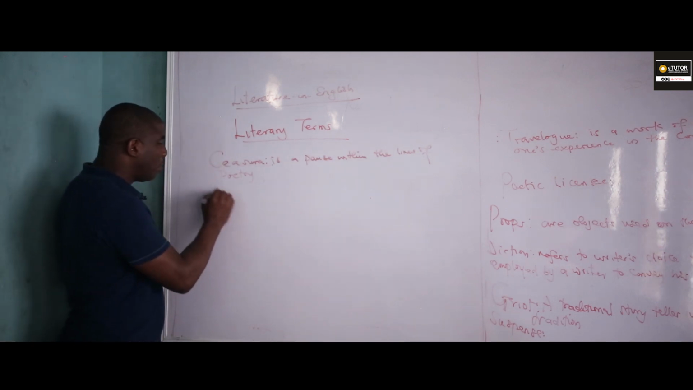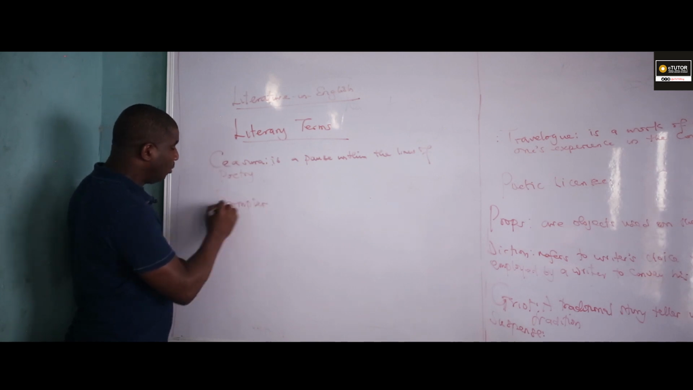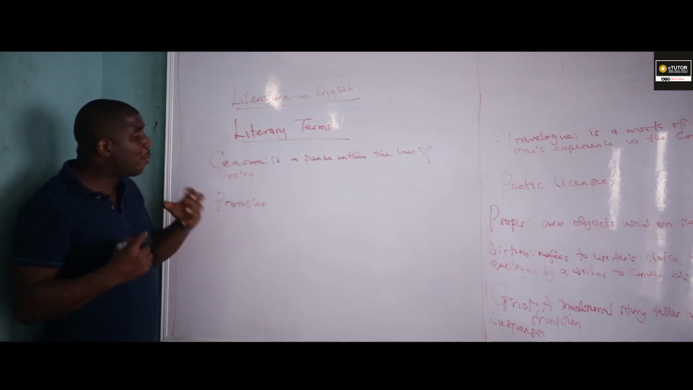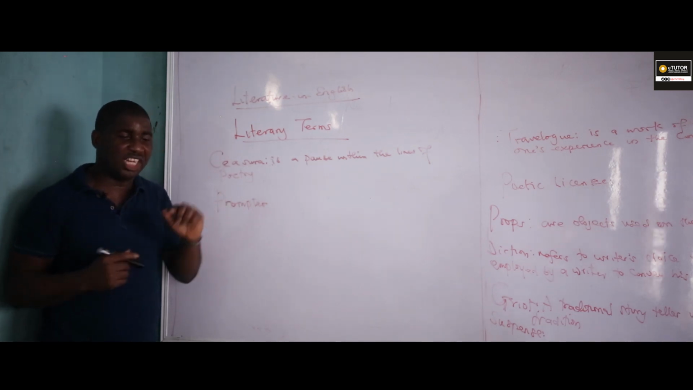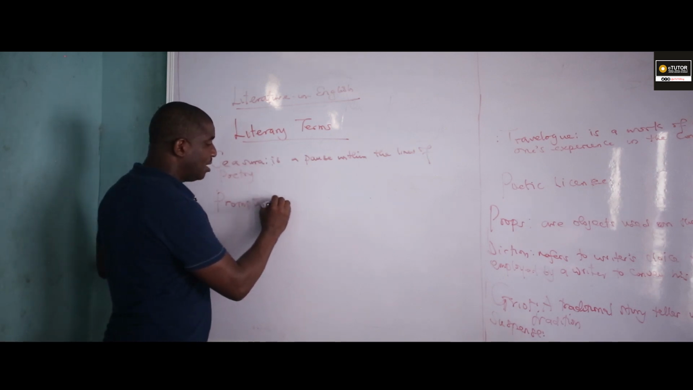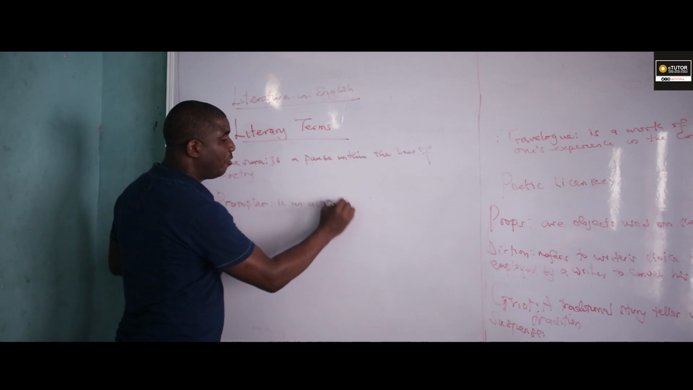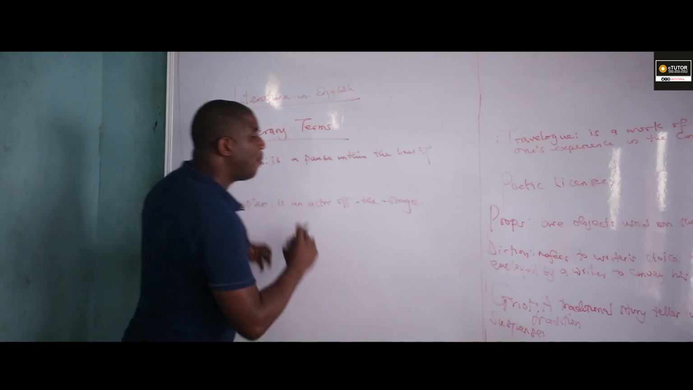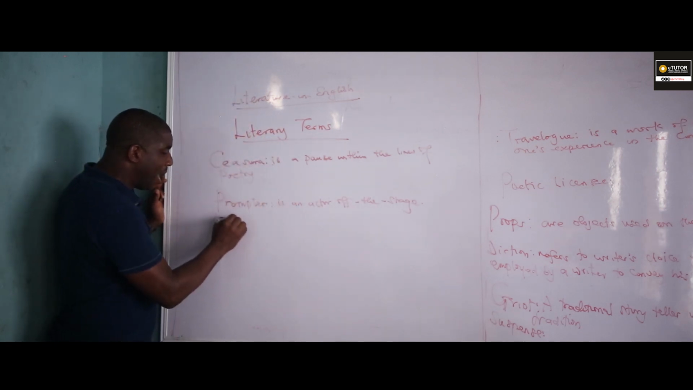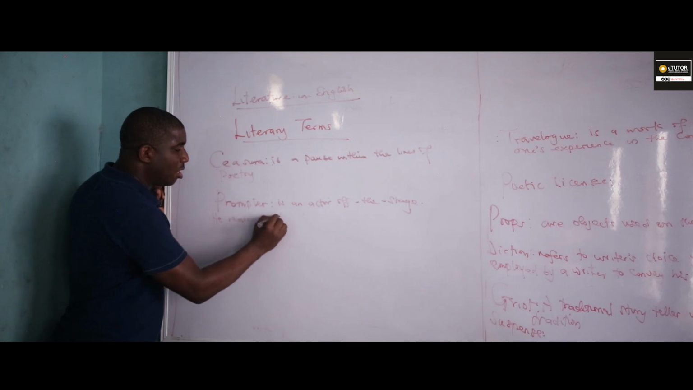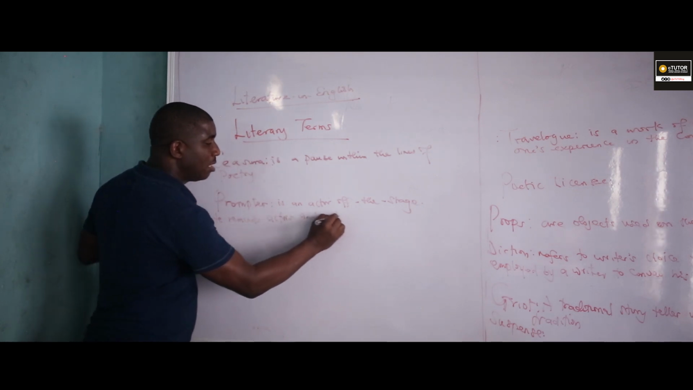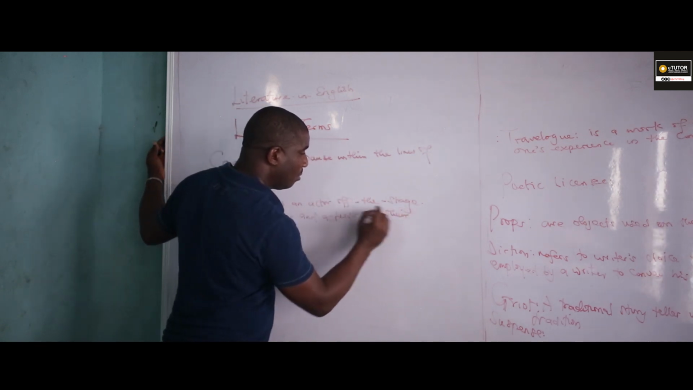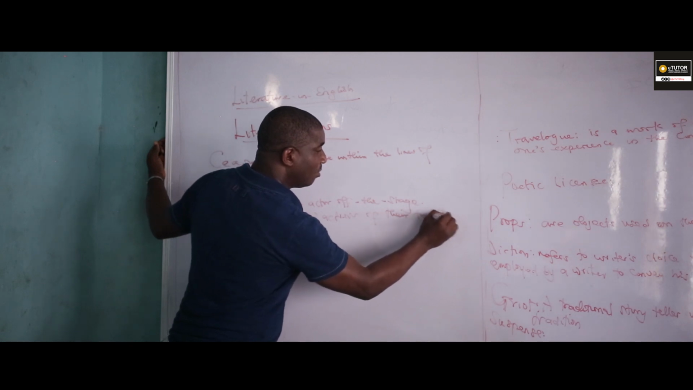Then another one is prompter. Who is a prompter? A prompter is an actor off the stage. A prompter reminds actors and actresses of their forgotten lines. Forgotten lines.